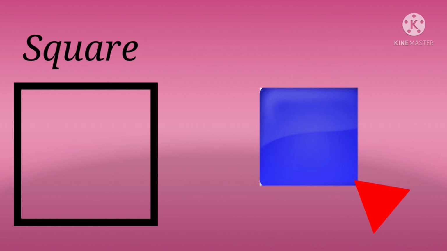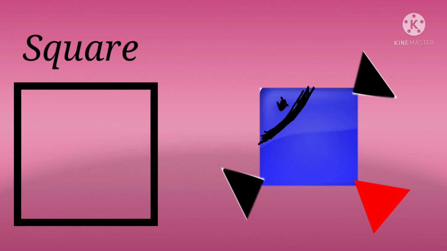Square, then triangle at the back, and two more triangles, that is fins, and then eyes, and our fish is ready. Now you tell me in the comment section what else we can make with square shape.